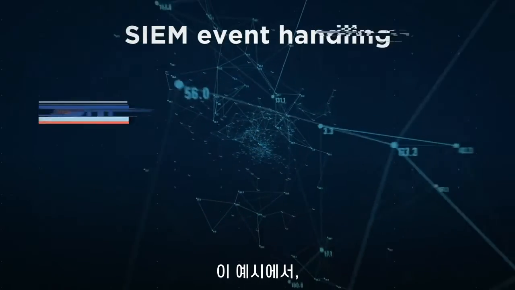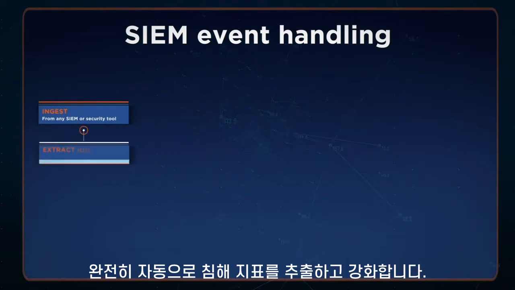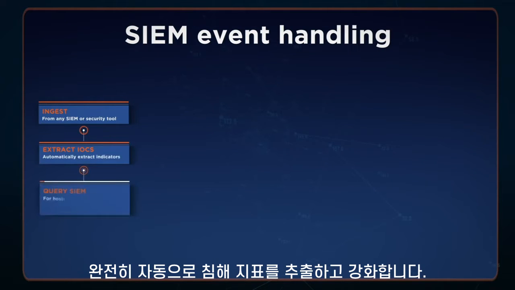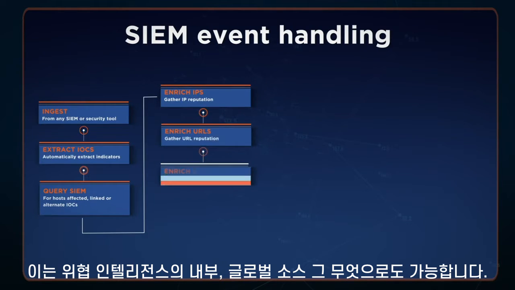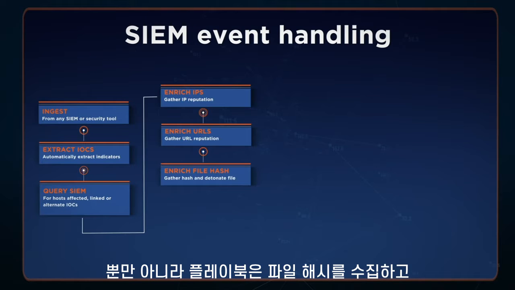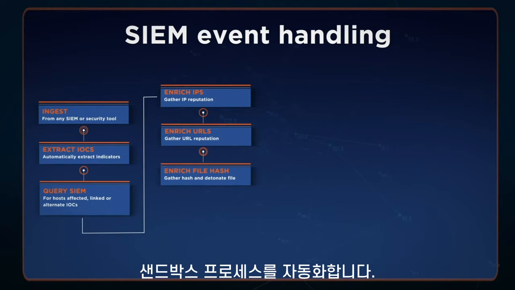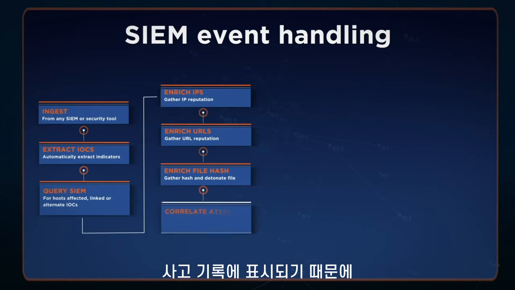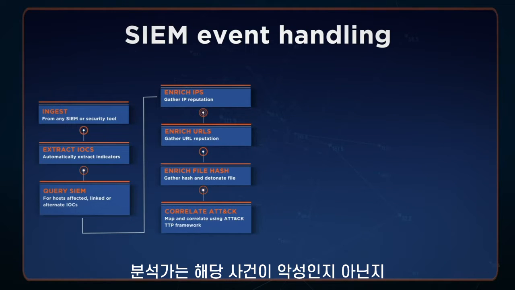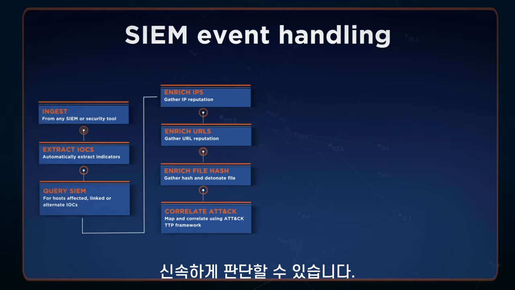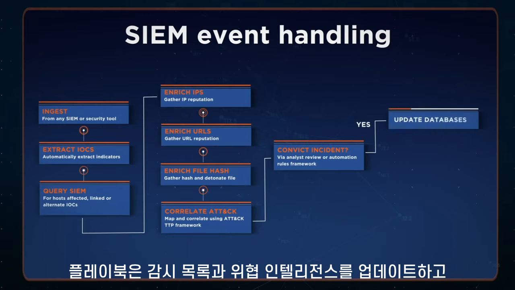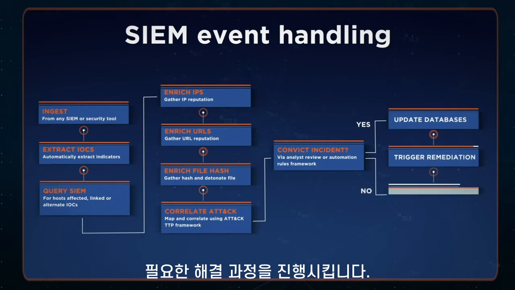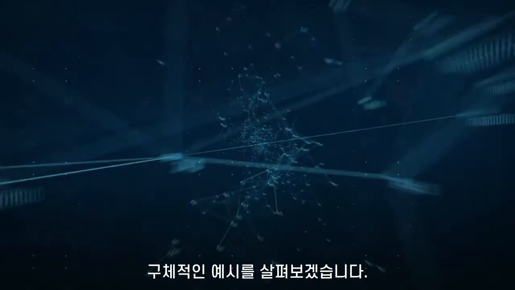In this example, we're ingesting from SIEM, extracting and enriching the indicators of compromise, all automatically. We can do this using any of your internal or global sources of threat intelligence. The playbook also gathers file hashes and automates the sandboxing process. With all this enrichment data appearing in the incident record, the analyst can quickly determine whether the event is malicious or not. Assuming the incident is convicted, the playbook then updates watch lists and threat intelligence and triggers whatever remediation steps are required. Let's jump into the platform and see a specific example.